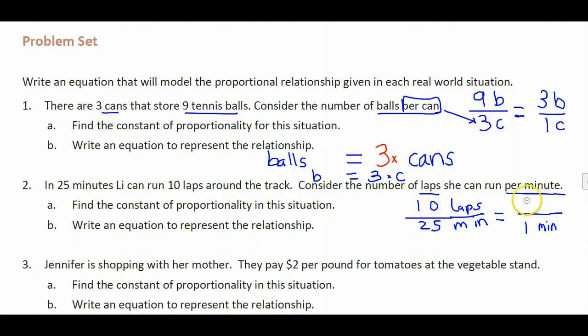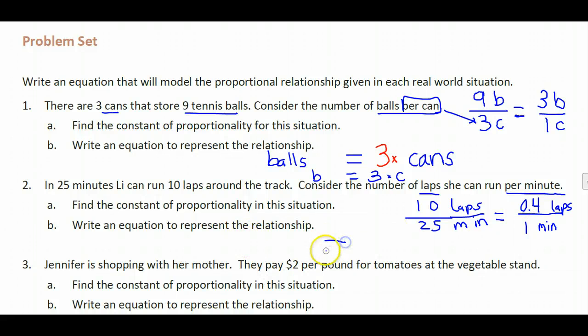10 divided by 25 is 0.4 laps per minute. She can run 4/10 of a lap in 1 minute. So that's our constant of proportionality, 0.4. We have to write an equation.